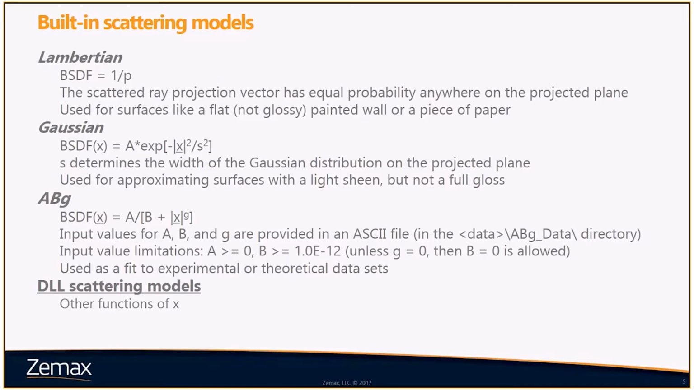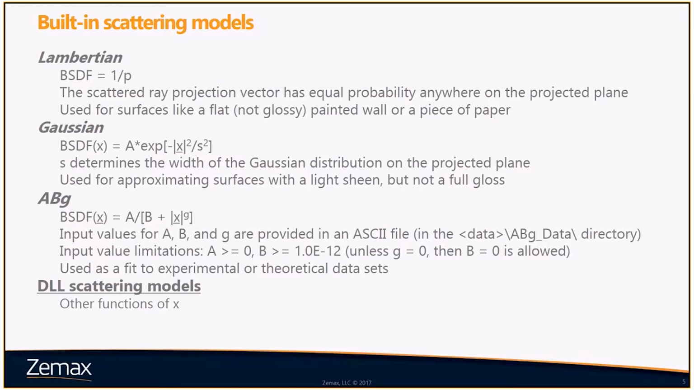Most of the ABg models are used as a fit to experimental or theoretical data. And they're often used for modeling polished surfaces, like polished glass.